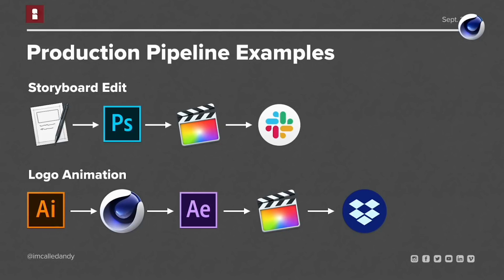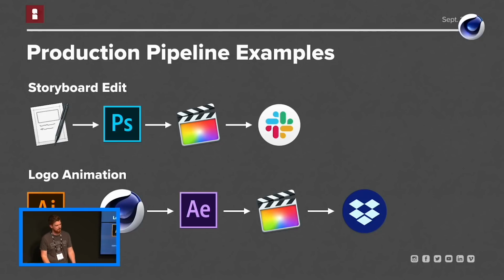Another example being the logo animation. I'm provided with a spline, a 2D vector file, and I can bring that in Cinema 4D. Taking it from the 2D world, do something in 3D with it, and then bringing it back out into 2D to composite in After Effects, and finally deliver via Dropbox.